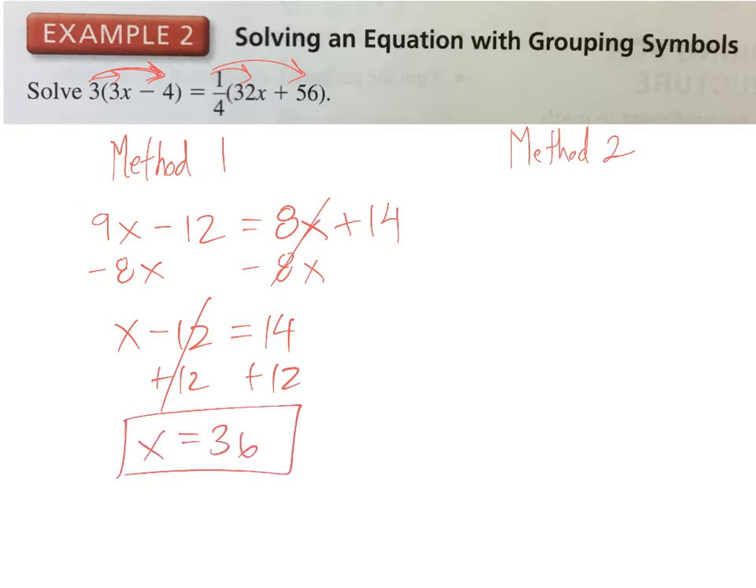Okay. Now what's the other method for solving this problem? Let me rewrite the problem first before I take a different approach. So this is what I'm going to do. I'm going to get rid of this fraction here. So I could multiply by 4 on both sides of the equation. Watch what this does.